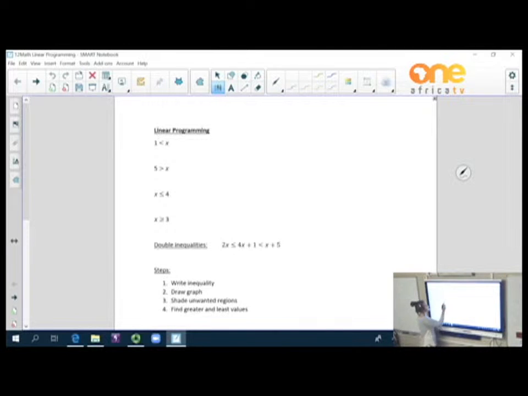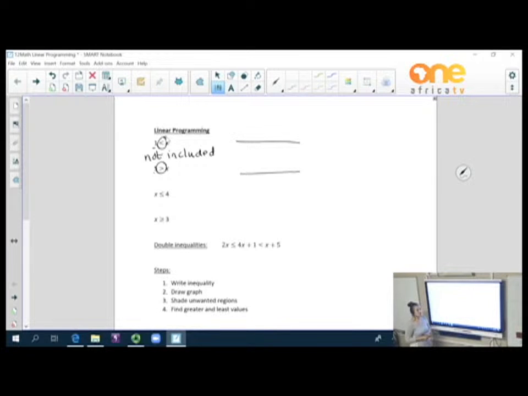So the first thing is that when we have a smaller than or a larger than, our number that we use, for example the 1 and the 5, is not included, which means everything less than 1 in the first one's case and everything more than 5 in the second one's case. What is also important is that you know how your linear equations can be drawn.